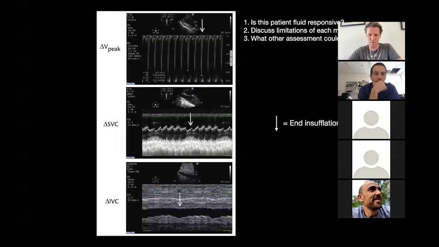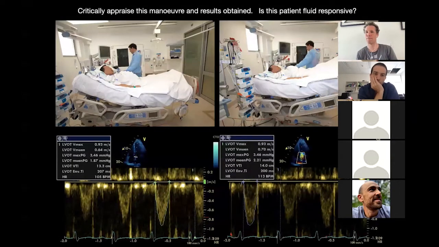Okay, sorry, who hasn't done the last bit? What other assessment could you use? So if we've talked about the problem with all of these things, is there something that's better for this patient that we could use that would tell us about fluid responsiveness? Passive leg raising and looking at the aortic valve VTI variation.